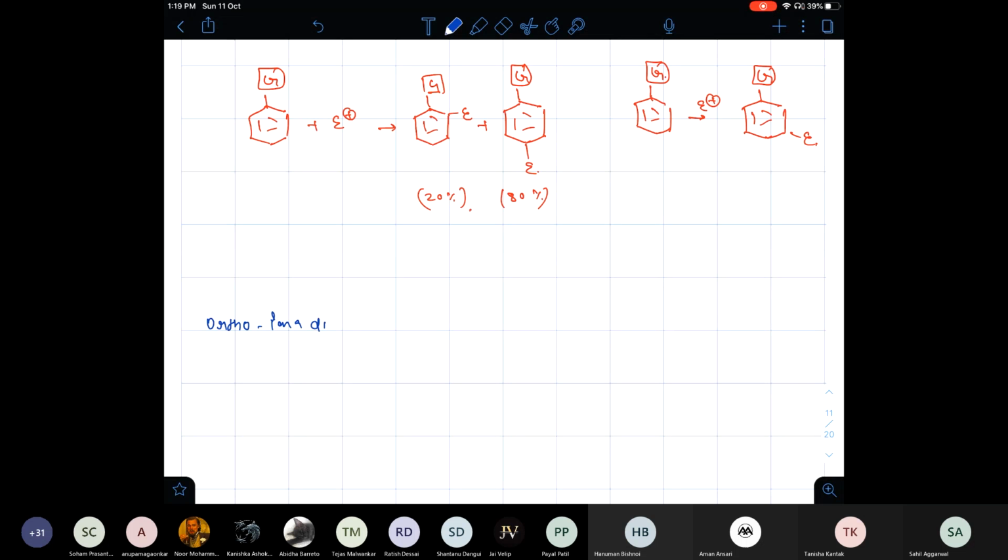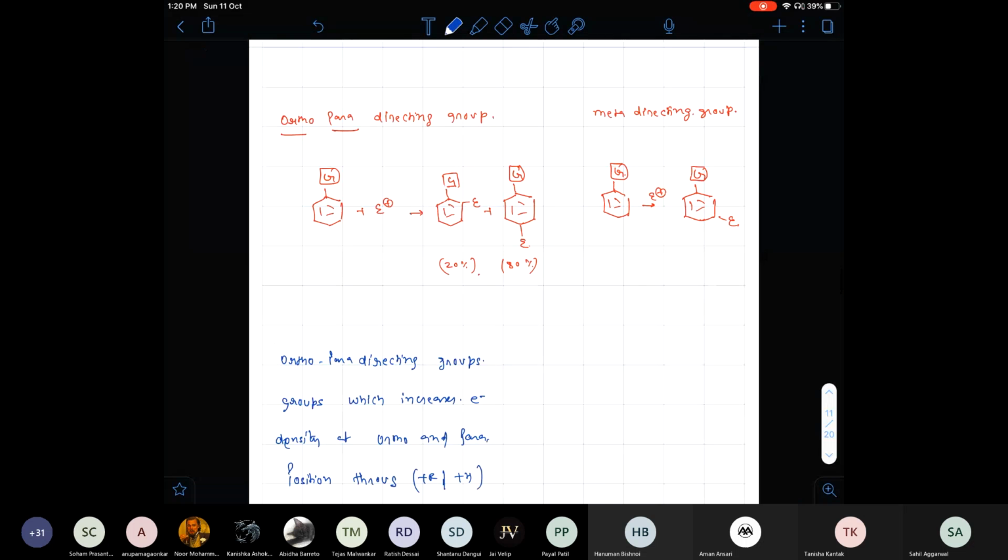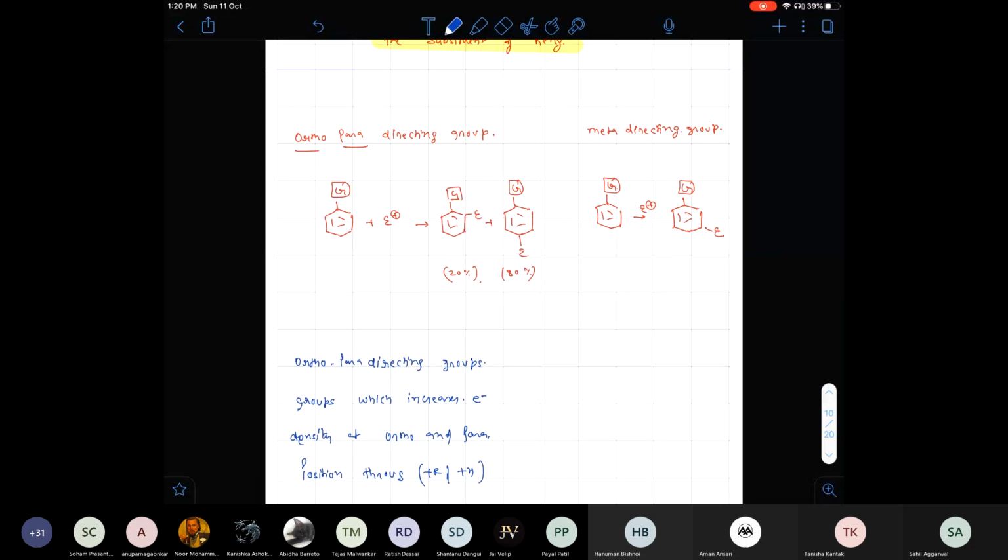What are ortho para directing groups? Groups which increase electron density at ortho and para position through plus R or plus H effect.